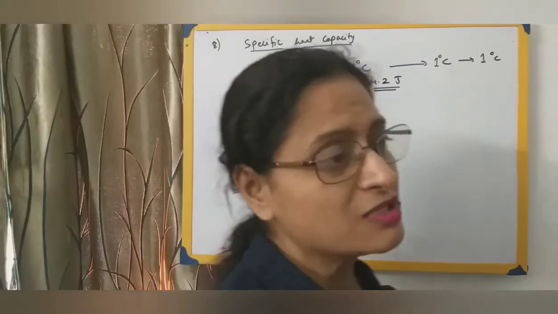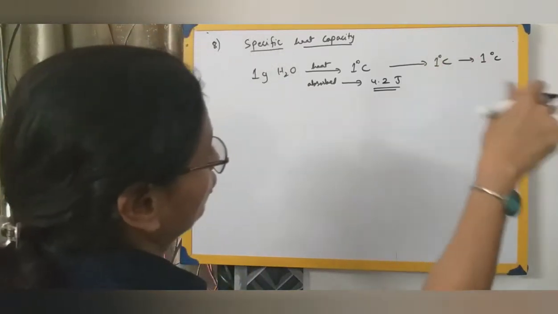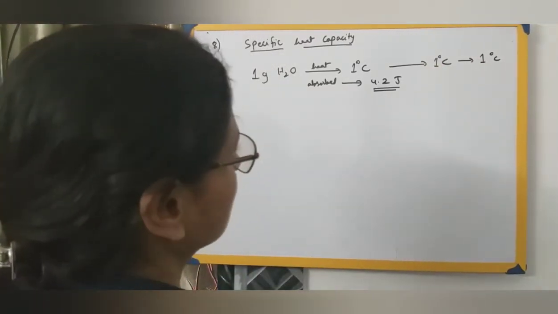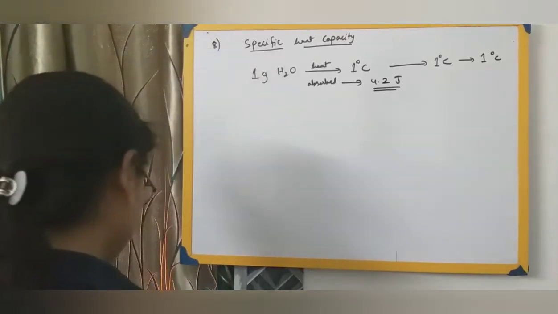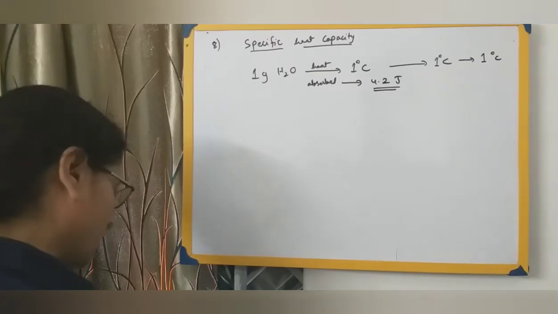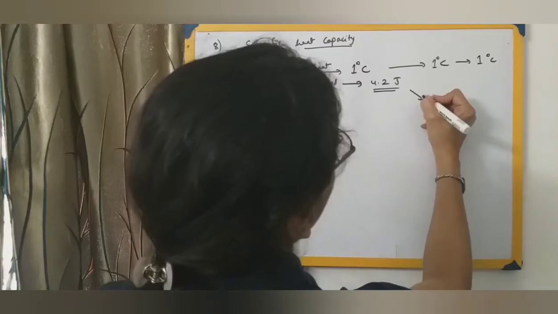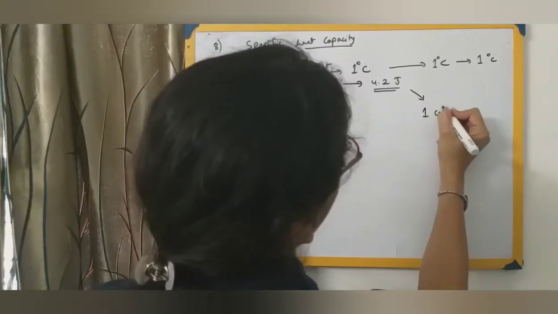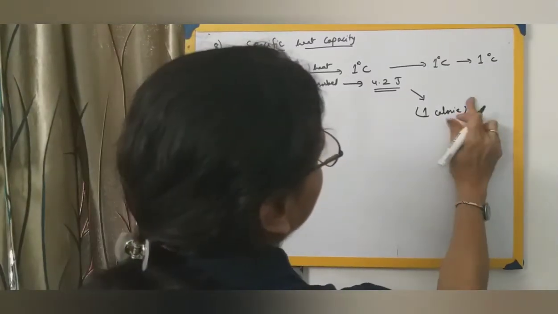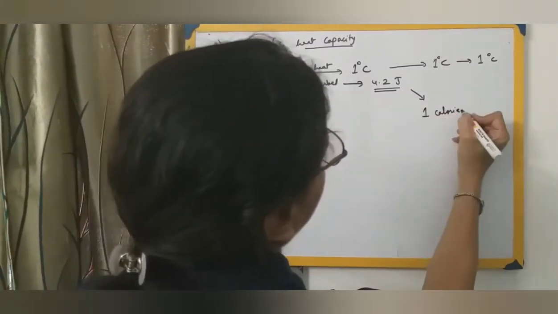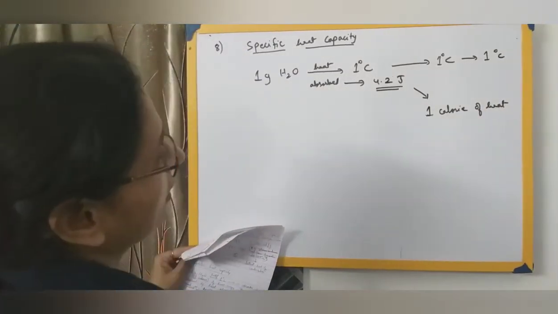Suppose it changes from 0 degrees to 4 degrees Celsius. Then 4.2 into 4 will be the amount of heat absorbed. This 4.2 joules is also equal to 1 calorie. It is equivalent to 1 calorie of heat energy. So 4.2 joules or 1 calorie, both are the same.